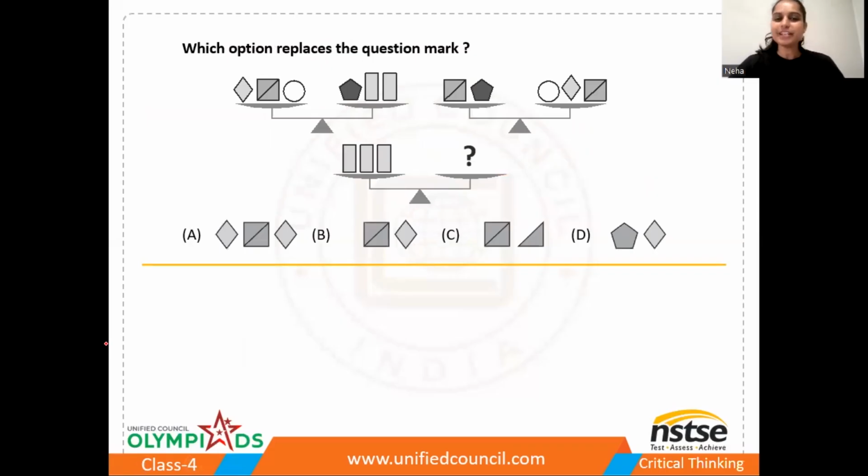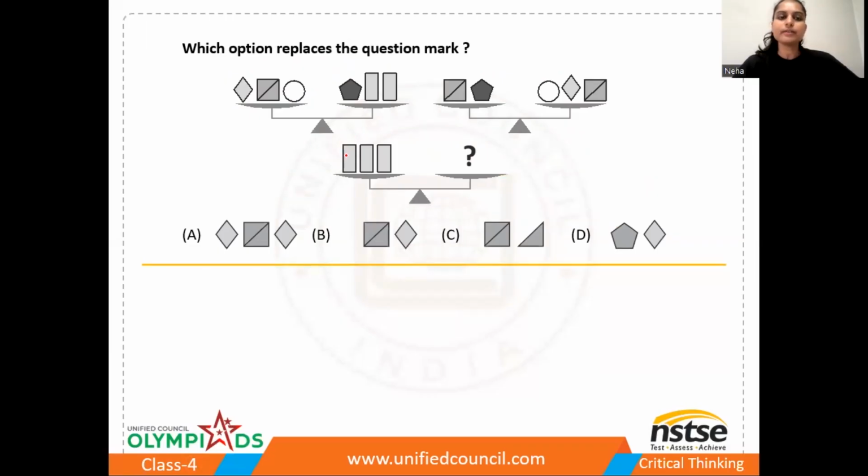This is the next question, my dear students. The next question is: which option replaces the question mark? This question is quite interesting because it has some really interesting figures. So here I can see the question mark, and I just have to find out the value of this question mark. Basically, the mass of these two figures is equal to the mass of these three figures, right?